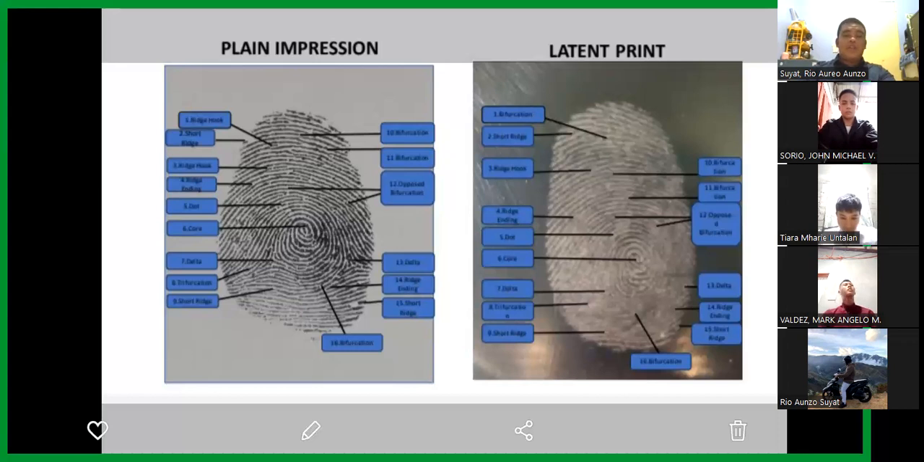Question number 31. Is it possible that the prints you found and developed are forged prints? The answer is no. It is not possible. Just like what I've said, fingerprints cannot be forged.